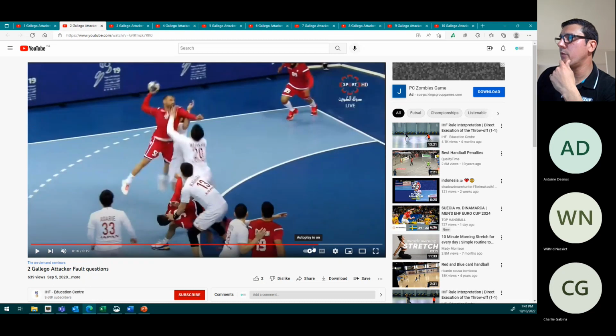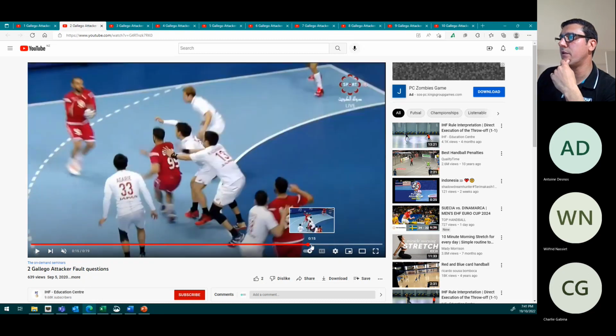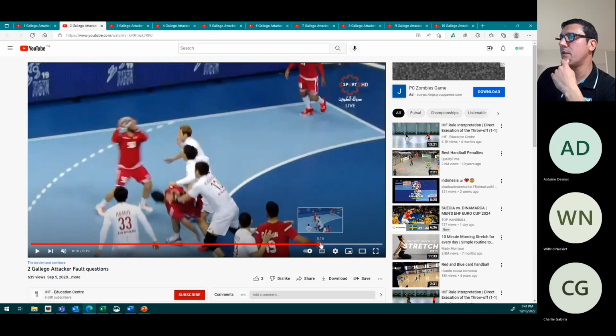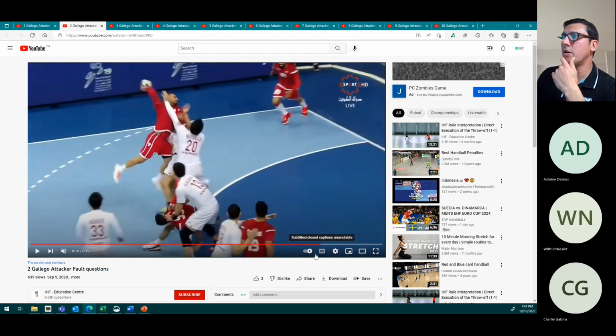When we repeat, we can see that both defenders are in front of the player before he jumped. He jumped on top of the players. He didn't break through. And they are both outside of the area, then it's an attacking foul. Without looking at what was happening here with the pivot, no?